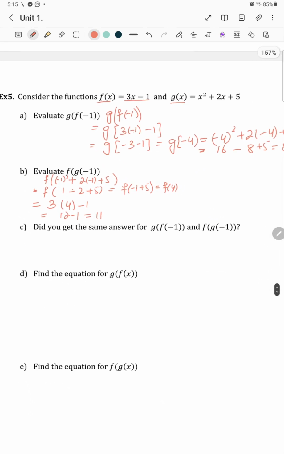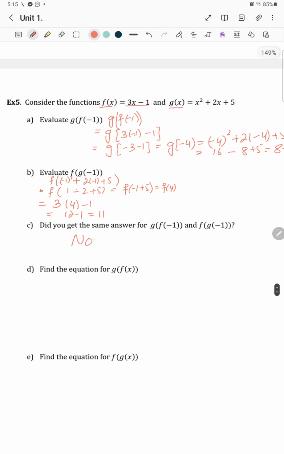Did you get the same answer for g f of minus 1 and f g of minus 1? No. Order matters.